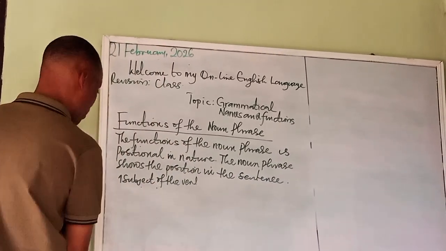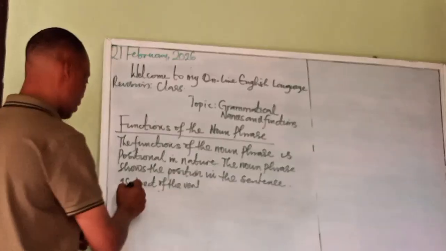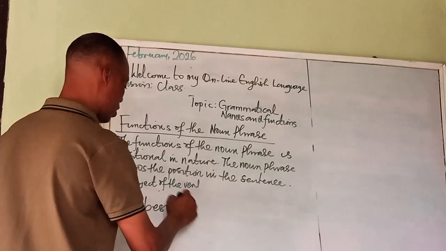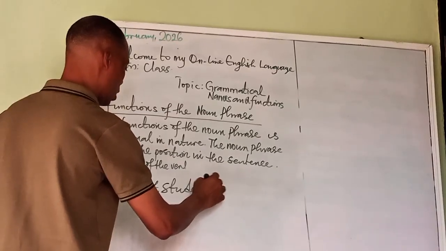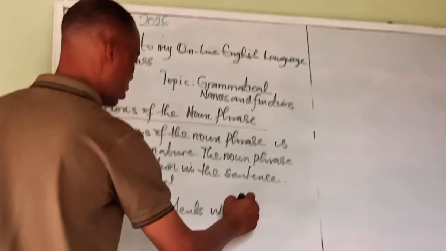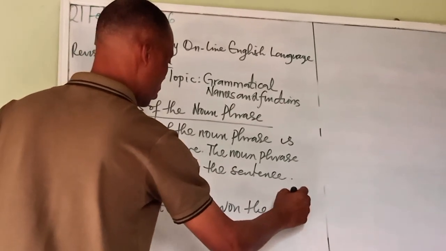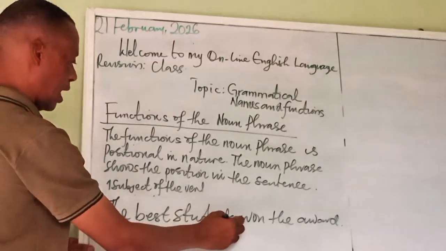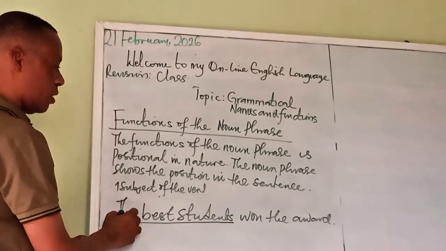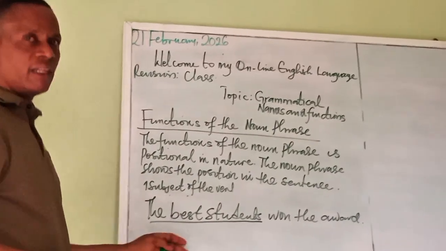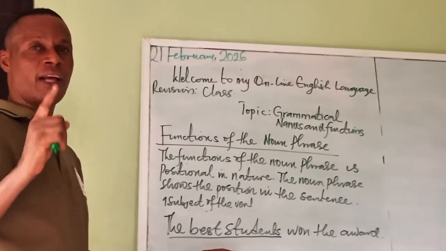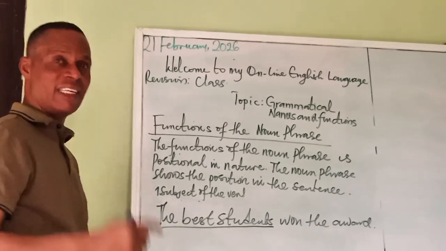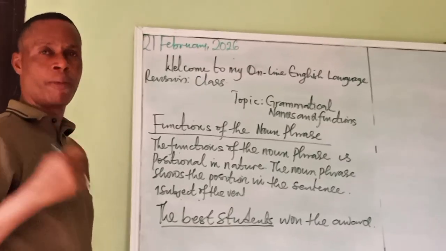Noun phrase as the subject of the verb in a sentence. The best students won the award. Here in this expression, the underlined words are the best students. So, if you are given this kind of expression in a WAEC question, you don't need to disturb yourself. This is a noun phrase and it is in the subject position. How do I know? You will want to ask.